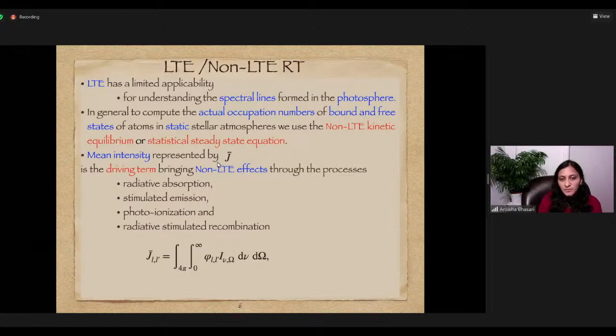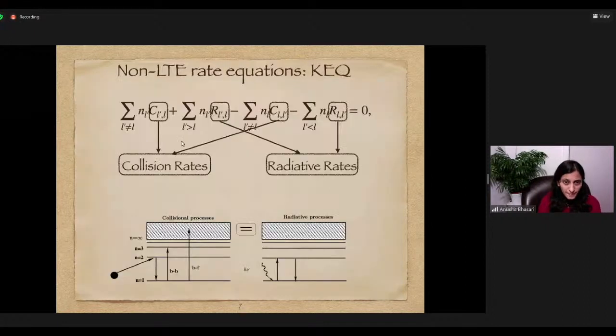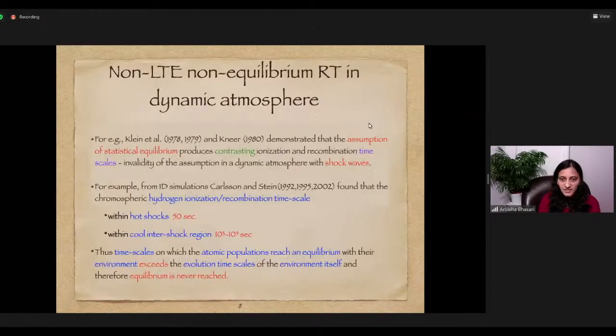And again, as I mentioned before, the driving term here is the mean intensity term J̄, which brings the non-LTE effects through all these processes. This is the form of the non-LTE rate equation or the kinetic equilibrium equation, where C_LL' is the collision rate, R represents the radiative rate, and n_L and n_L' are the populations. Now, the collisional and radiative processes here are balancing with each other to have a zero right-hand side.